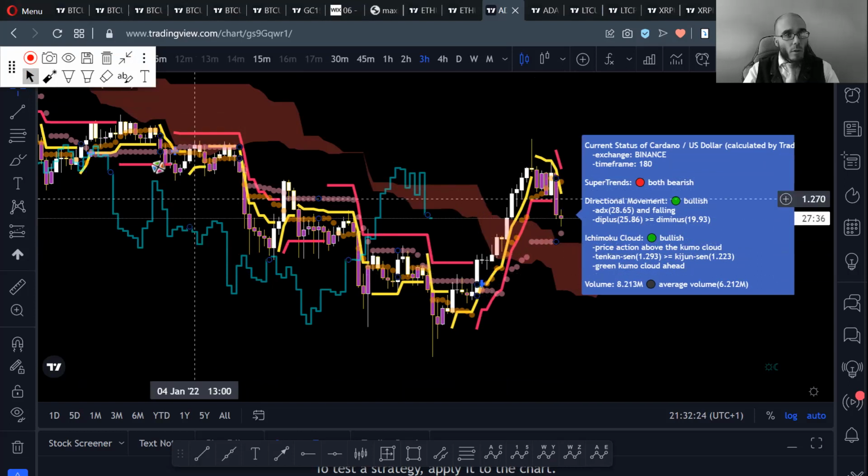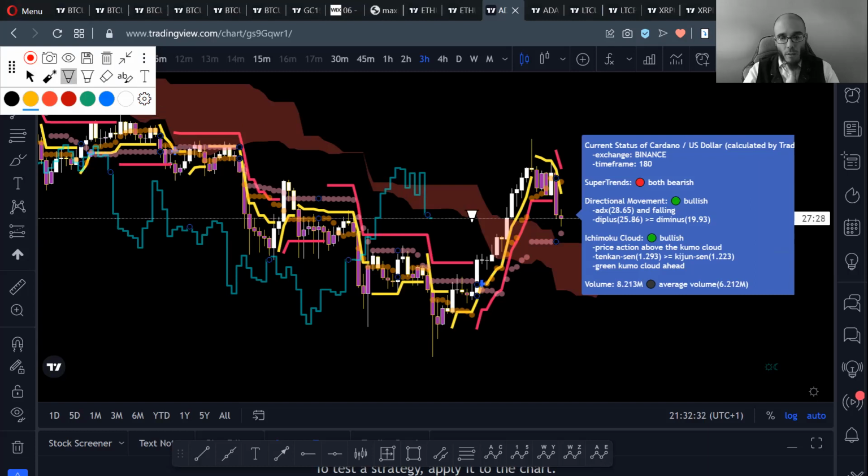So right now, ADA, Cardano, is looking bullish, because we are above the cloud. It's that simple on the 3-hour chart. So we are bullish right now.